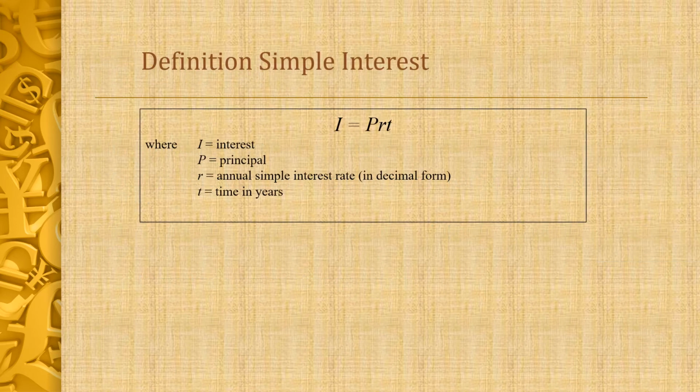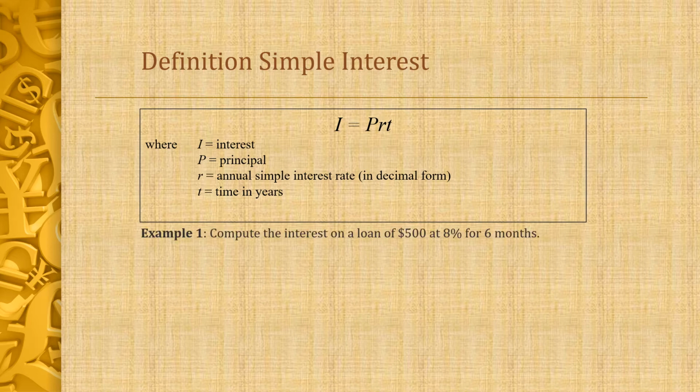The definition for simple interest, or the formula to calculate the simple interest, is I equals P times R times T, where P is the principal, R is the rate, which is always taken in decimals, and T is time in years. Let's take this example.